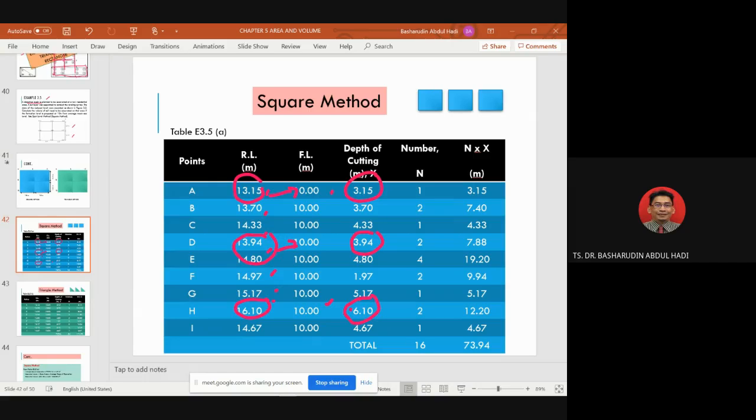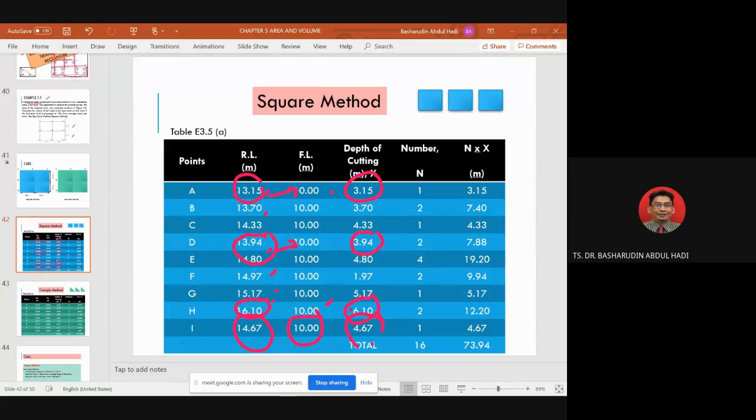You should cut around 20 feet. It's very deep. And then we have the existing one, 14.67. We cut at 10, so the depth of cutting is 4.67.